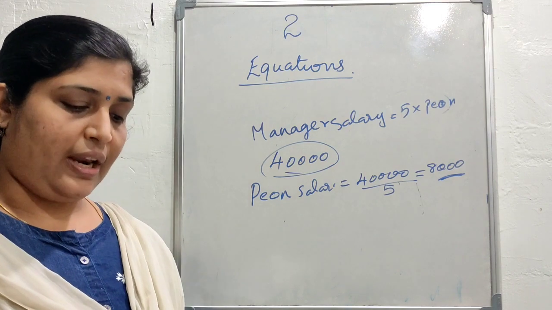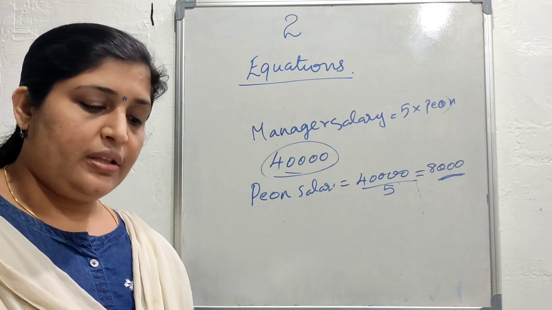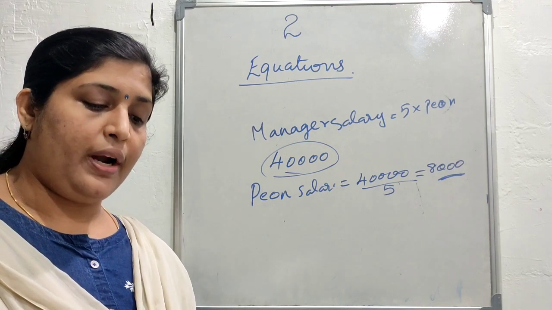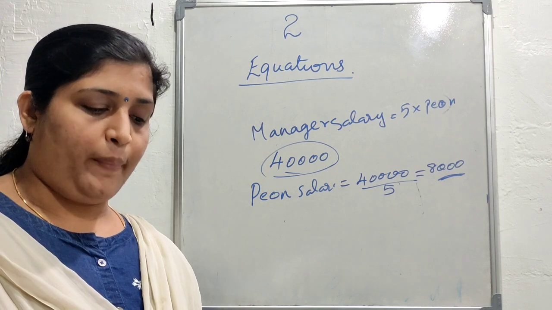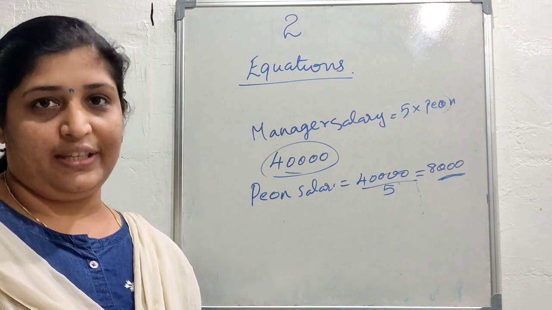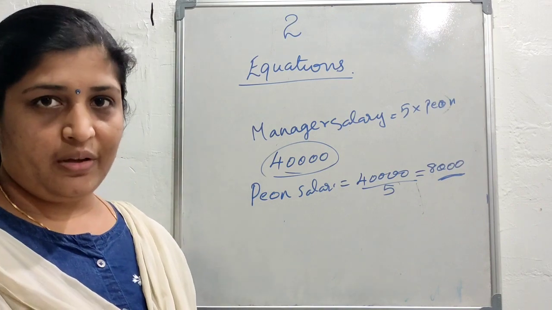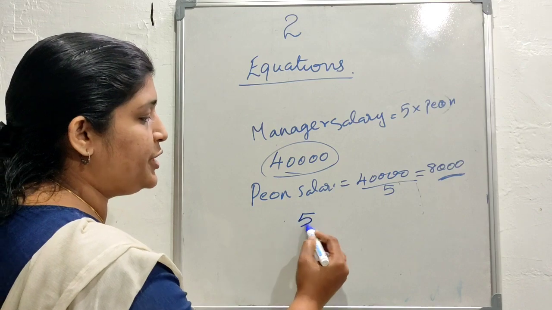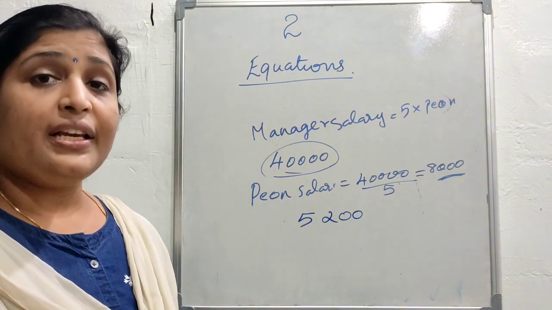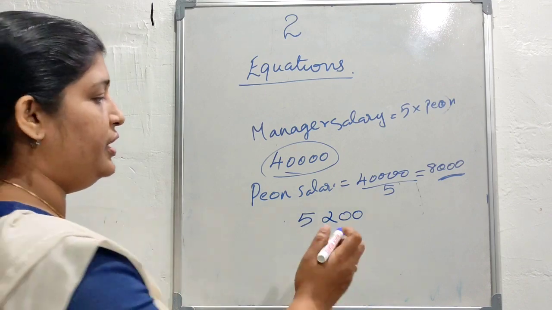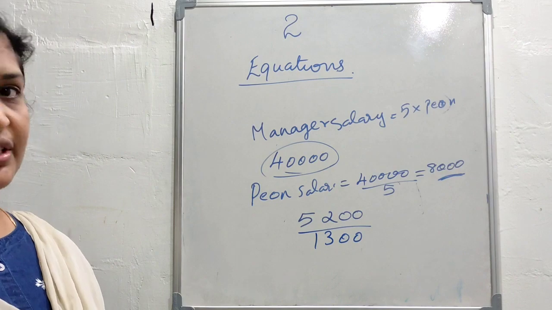Okay, next question. The travelers of a picnic split the expenses equally. 5,200 rupees was spent. Each gave 1,300 rupees. How many travelers were there? Some travelers went for a trip, and the total expenditure of the trip is 5,200. Each took a share of 1,300. Then how many travelers are there?